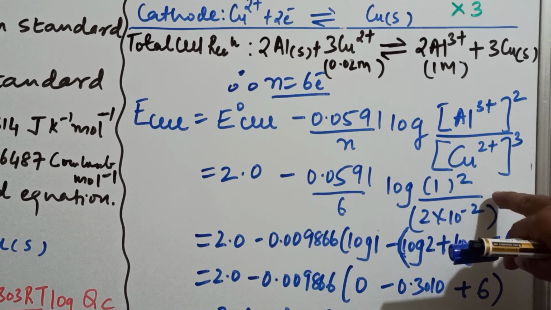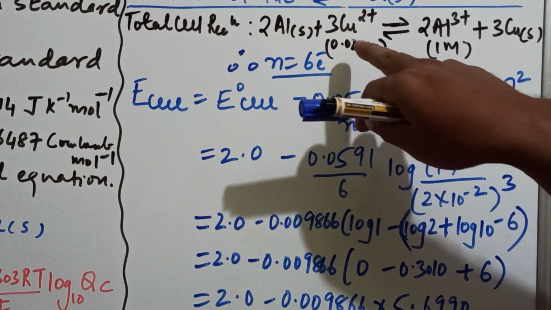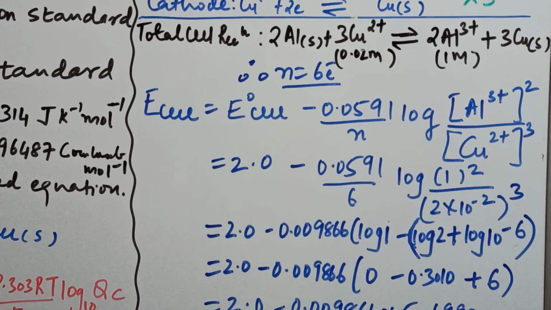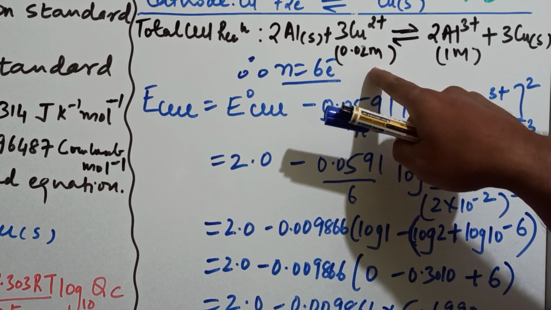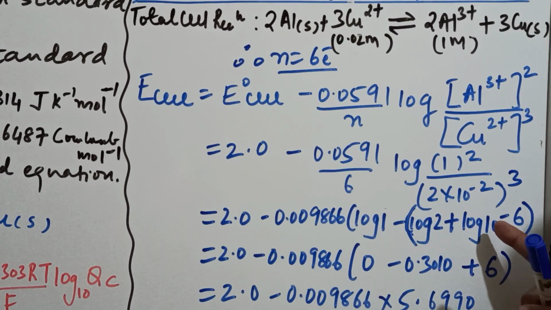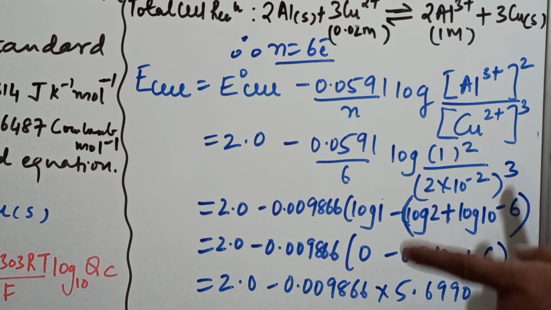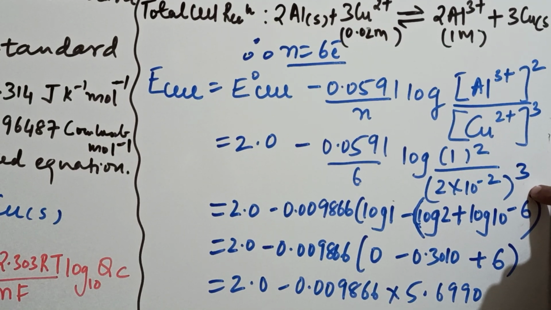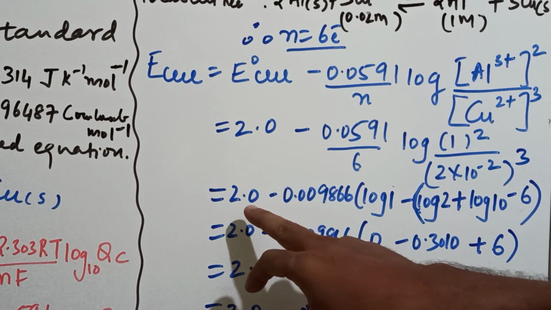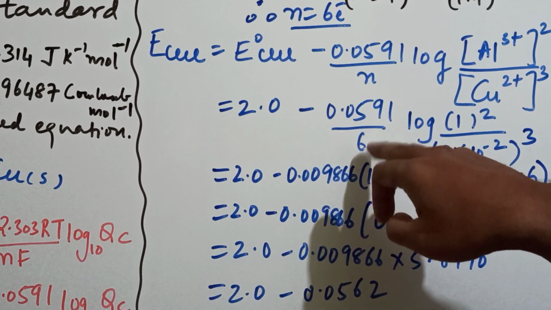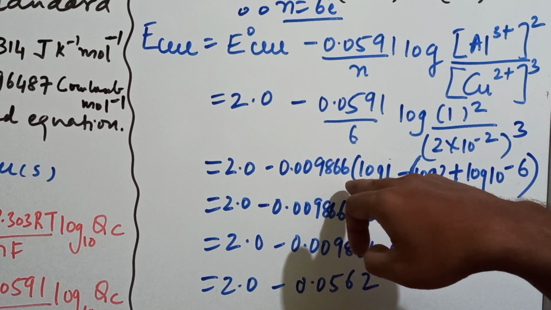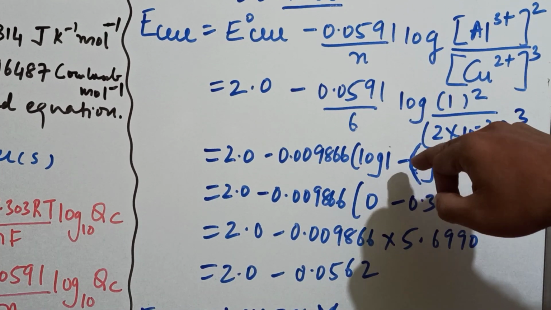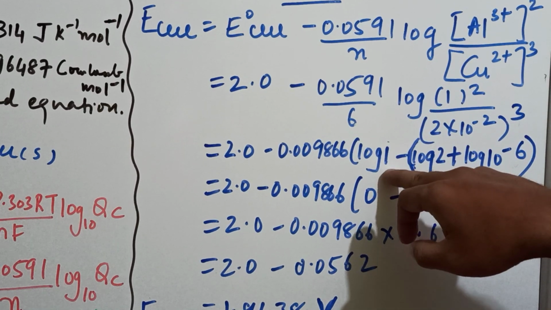So 1 raised to 2. Concentration of copper 2+ is 0.02 molar. So it is 2 into 10 raised to minus 2, whole cube, whole raised to 3. Clear? Now we will do 2.0 as it is. Divide this. So you get 0.009866 bracket. This will be log of 1.